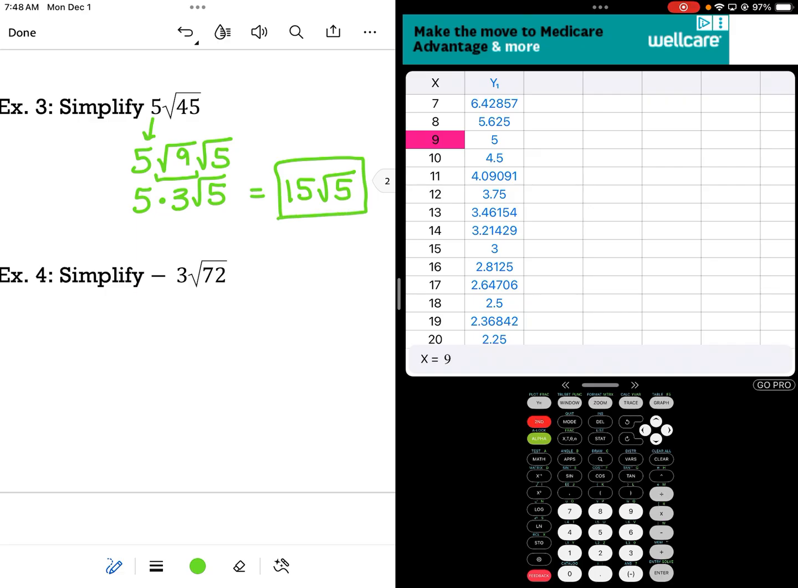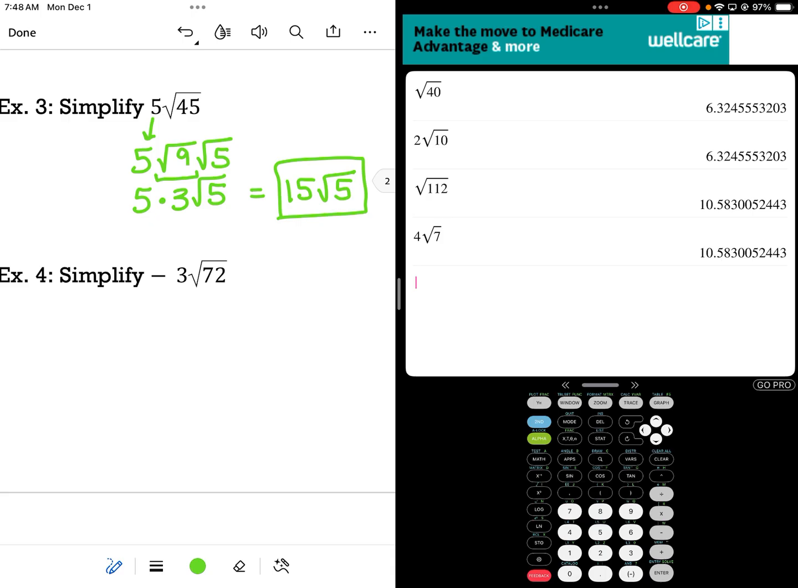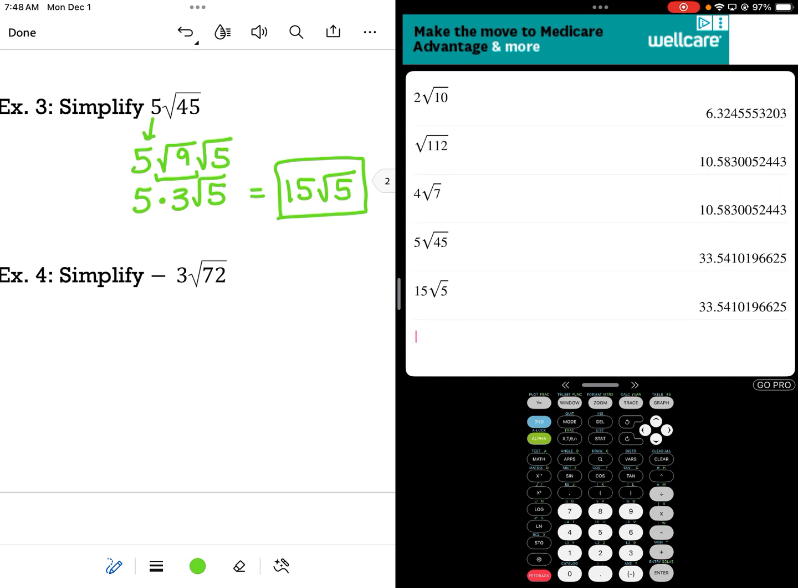Okay, let's double check, make sure we did it correct. So we'll put in 5 square root of 45. And then we'll do 15 square root of 5. Same. Okay, the last one. Negative 3 square root of 72. Bring down the negative 3. Now we need to do 72.